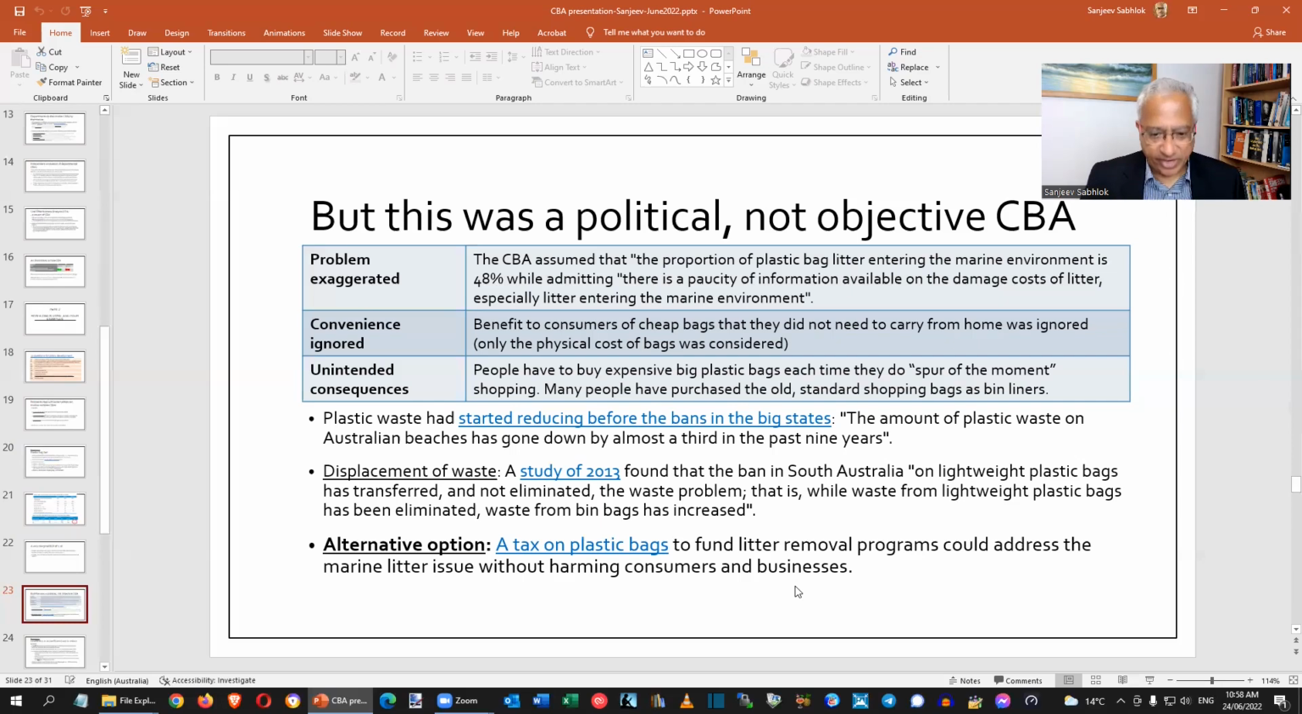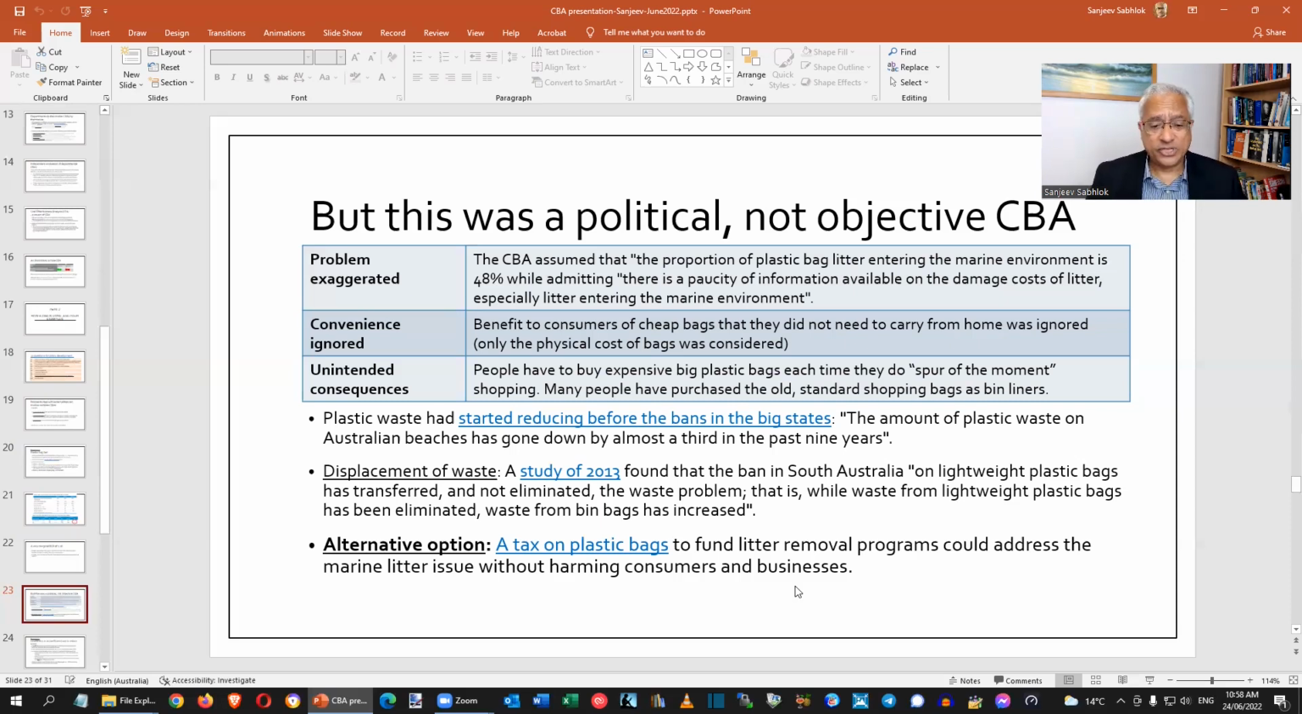So it is already reducing, number one. Number two, a 2013 study found in South Australia that the lightweight bags were actually reducing, but the waste from the bigger ones, the bin bags, was increasing. So it was basically counterbalanced. There was no net change in the waste, in the litter.